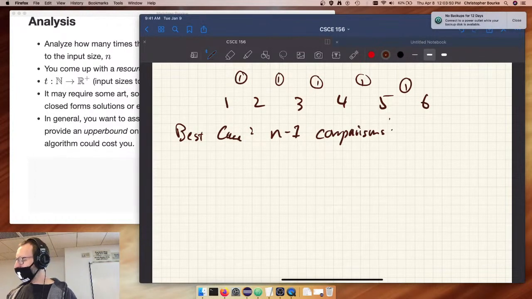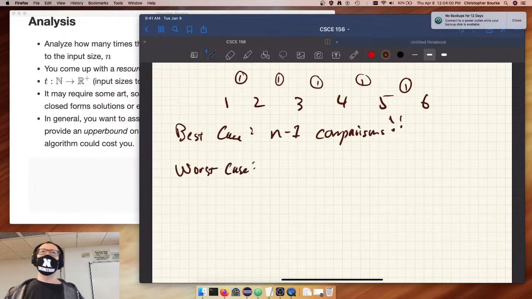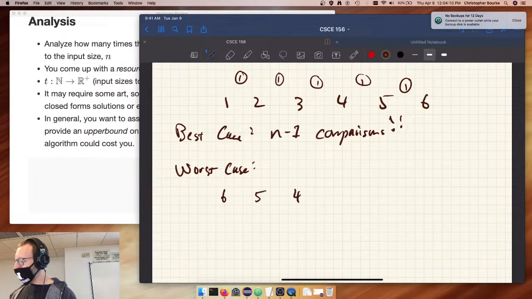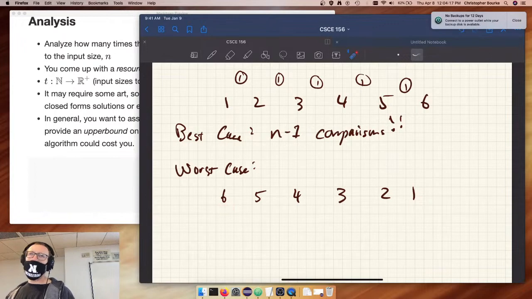Can we assume the best case? Nope. So what's the worst case? So if it's already sorted, it's the best case. What do you think the worst case scenario would be? It's completely opposite. Let's simulate insertion sort now. So 6 sorted, no comparisons. 5, 5 and 6 need to be swapped. Once I've done that, that's one comparison.